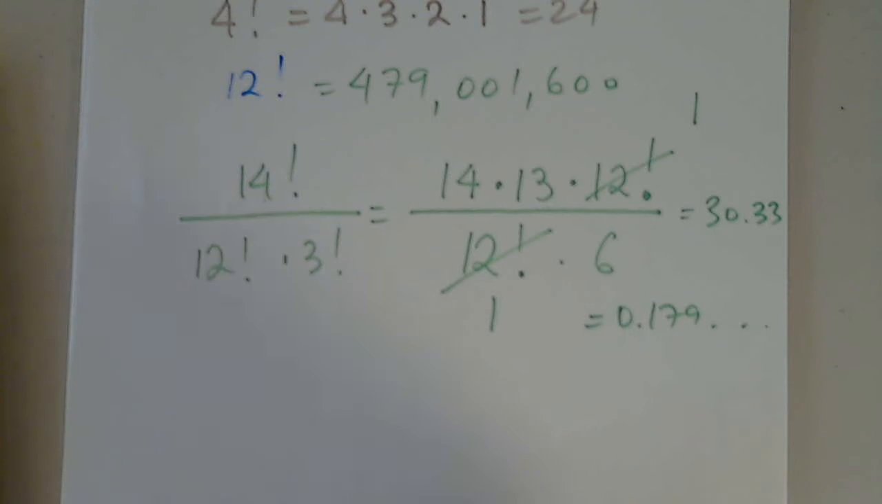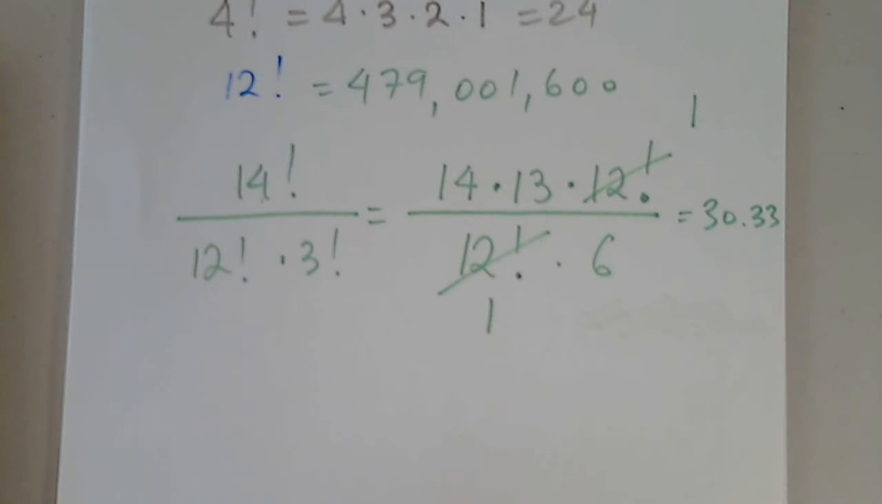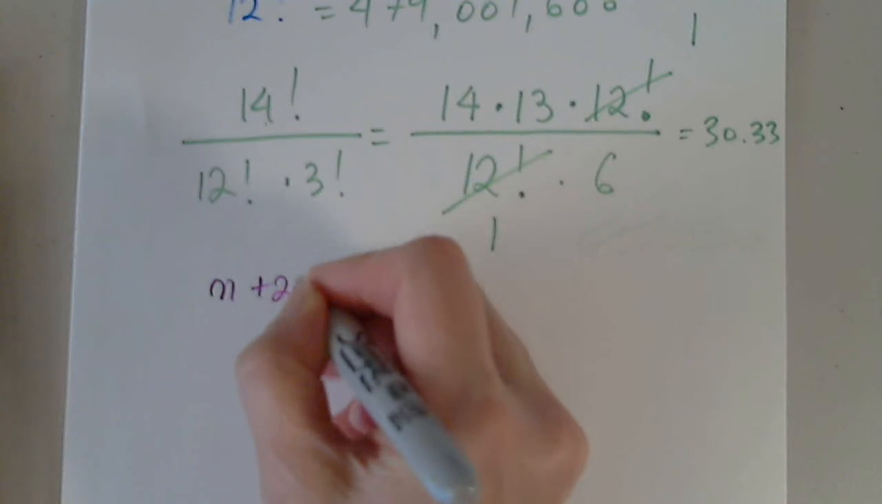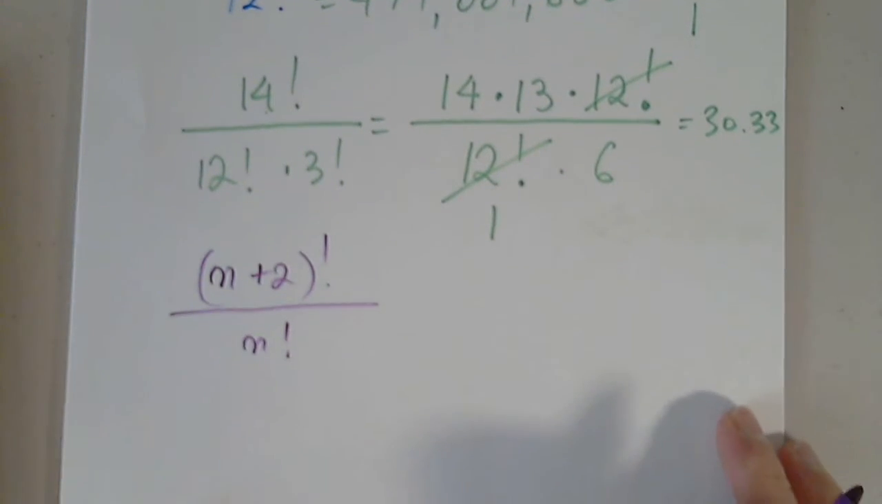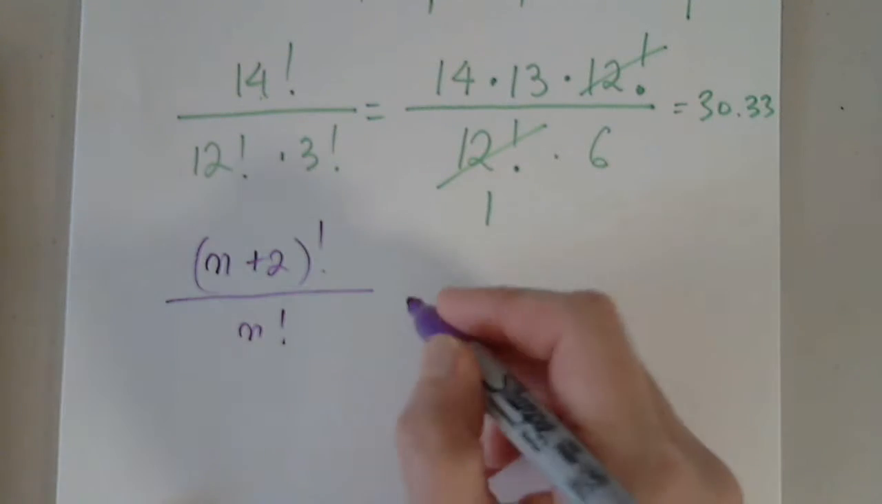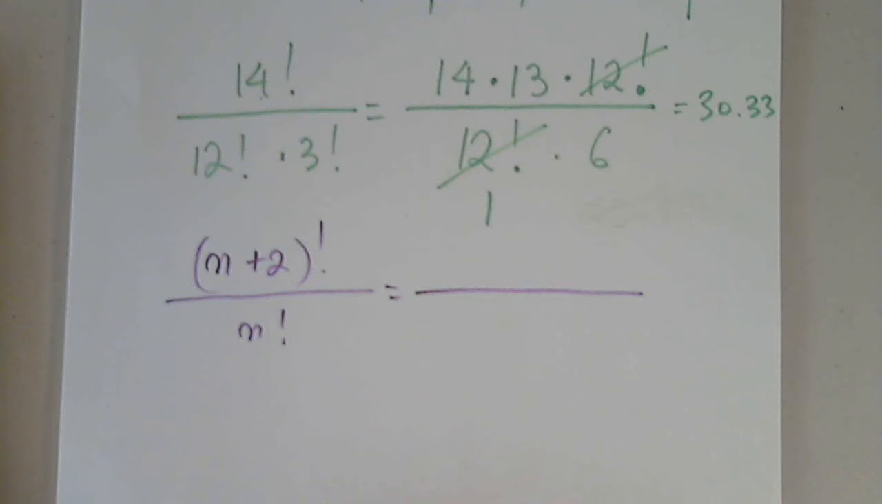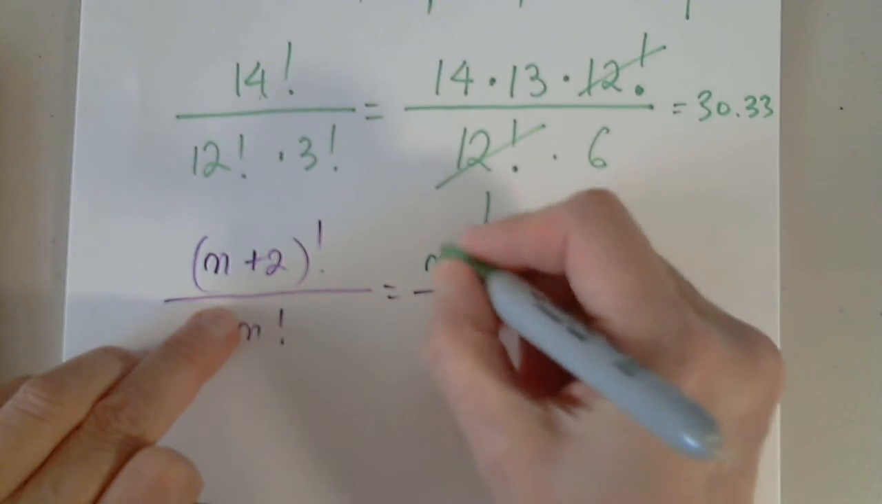Now, can I simplify expressions with factorial that I cannot put in the calculator? Yes. So for example, let's say n plus 2 factorial divided by n factorial. How do I simplify this? It's not difficult. Which of these two is bigger? n plus 2 or n? n plus 2. Perfect. So n plus 2 will be the first.